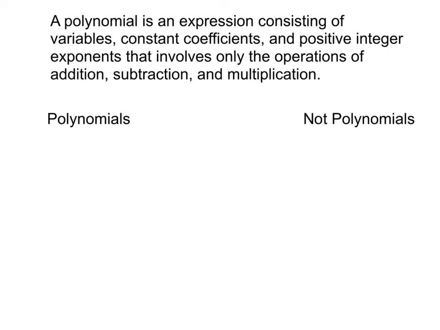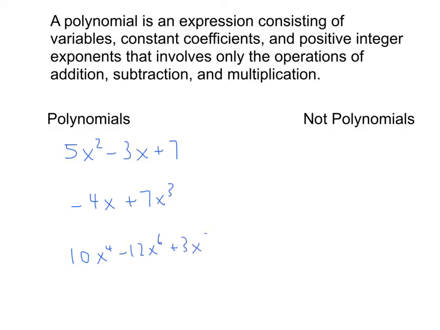All right, so here's the same definition again, but I'm going to give you some examples. Right, so what's a polynomial? Right, so here's an example of a polynomial. Something like this: 5x squared minus 3x plus 7. Or maybe something like this: negative 4x plus 7x cubed. Or something like this: 10x to the 4th minus 12x to the 6th plus 3x squared, maybe.